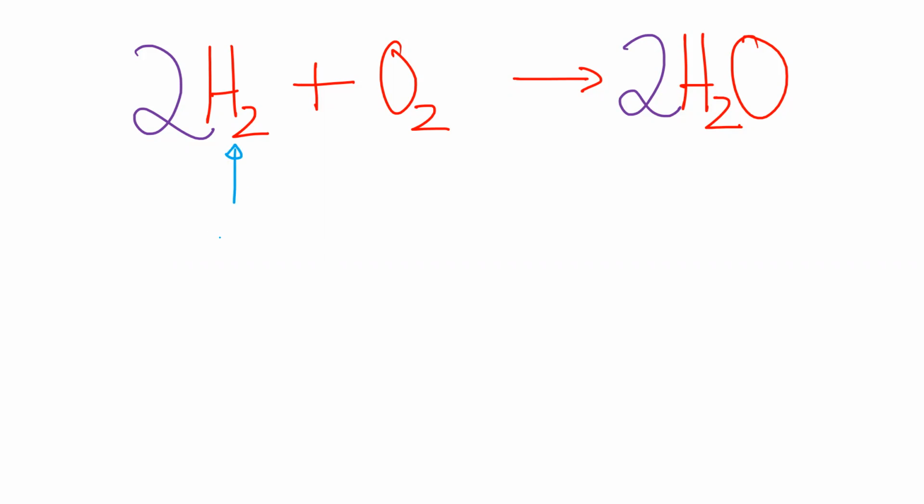Okay. Oxidation numbers. The oxidation number of hydrogen on the reactant side is, pardon? It's not +1. It's pure, so it's 0.